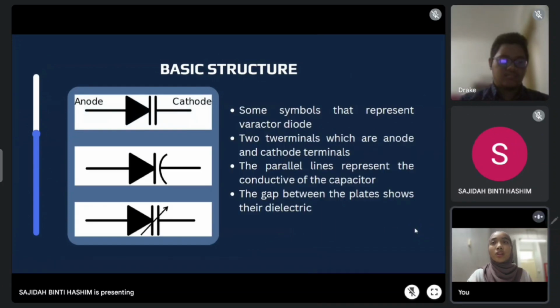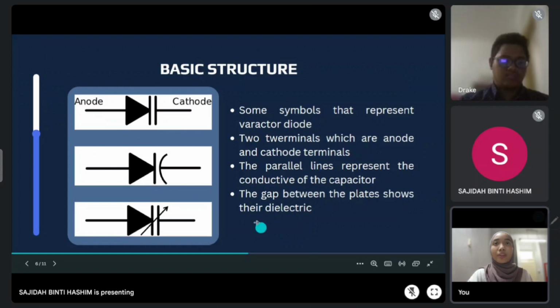Next, we move to the symbols of Varactor diodes. These are some symbols that represent Varactor diodes. These symbols show the anode and cathode terminals. The parallel lines represent the conductive plates of the capacitor. The gap between the plates shows their dielectric.